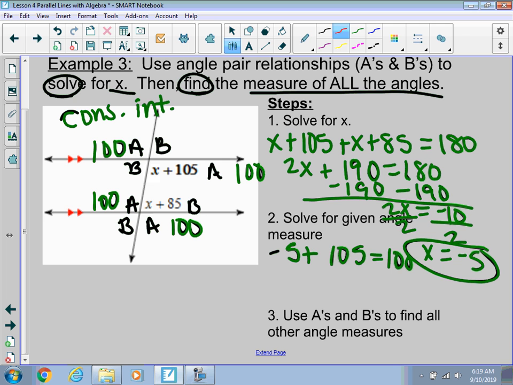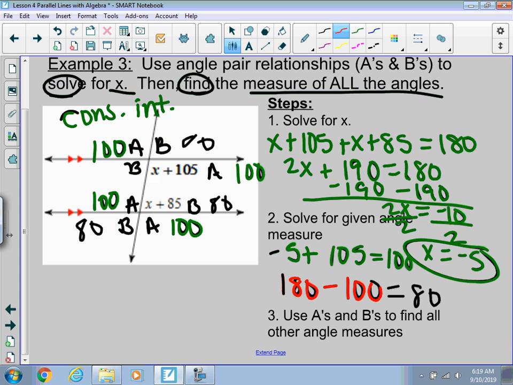Okay, now I can either take negative 5 and plug it in for the b's, or I can subtract 100 from 180, and I would still get the same thing, right? I still get 80 degrees. So I'm going to put 80 for all of my b's. Okay, now not every problem is going to ask you to solve all the way through to find the values of all of the angles. Some will just want the value of x, some will want the value of a specific angle. So please make sure you're reading the questions thoroughly to understand what they're asking you for.